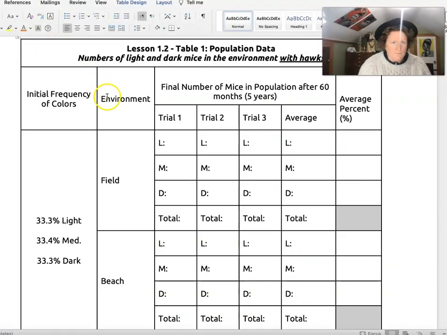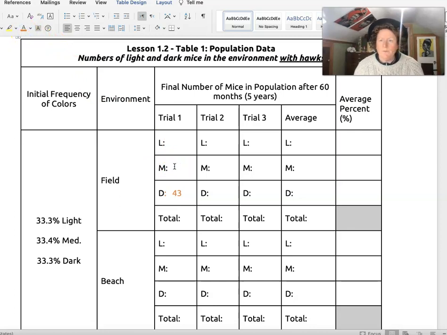So here's our data table. We're working in the field environment. That's the darker environment. The beach is lighter. We just counted the dark mice, and there were 43. I like to make my answers a different color so my teacher can see them better.